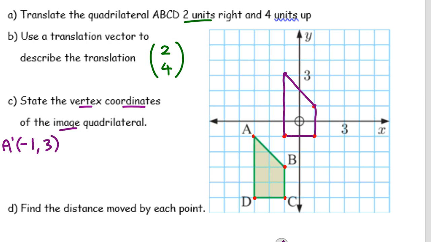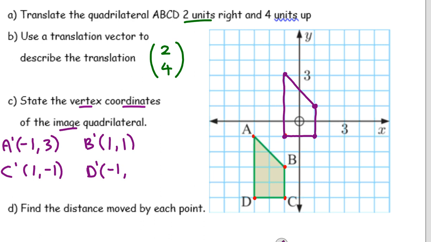Now let's do what B dash would be. B dash would be this one here. So B dash here would be 1 and 1. C dash. C dash would be this one here. That is 1 and -1. C dash, 1 and -1. Last one would be D dash. D dash is this one here, and it is -1 and -1.